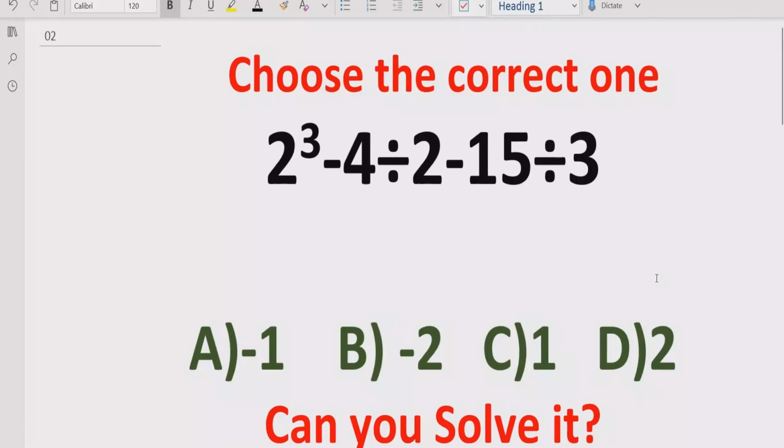Today we will solve another quiz which is related to arithmetic expression. The quiz contains the basic operations, minus and division. So we have to solve this quiz using PEMDAS and BODMAS method and find out the correct answer. In the answer list we have four answers. A is -1, B is -2, C is 1 and D is 2. So let's see after solving it which answer is correct.